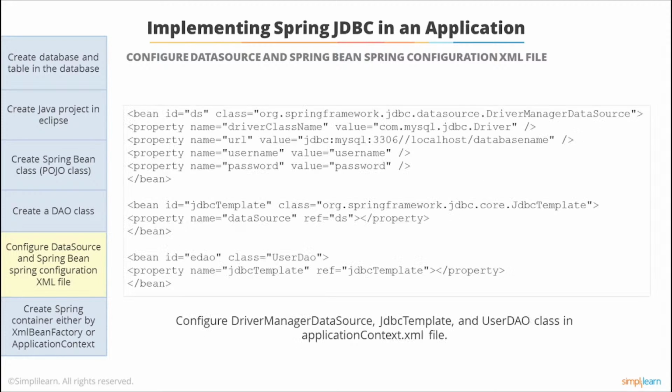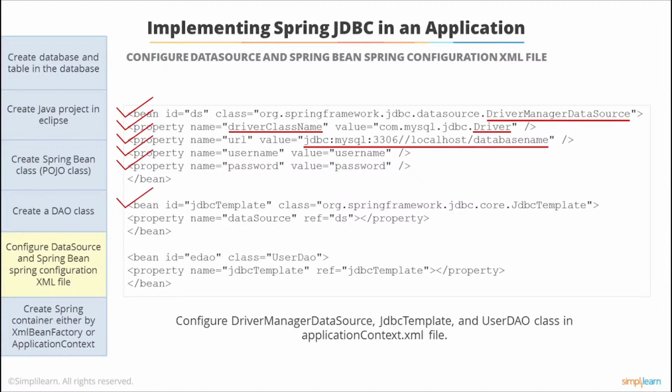We then configure the data source and Spring Bean via the XML file. So here you see the Bean ID configured to driver manager data source, the property driver class name configured to the driver, the URL configured to the URL of the database, the username and password. The ID Jdbc template configures to the Jdbc template class, and the data source gets a reference name. Then we create a Bean ID for injecting the user DAO class, and finally we reference the Jdbc template.